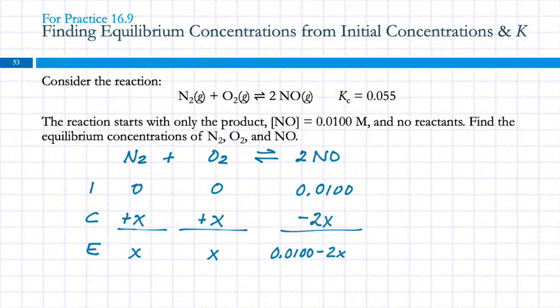Okay. So the question is, why is this negative 2x when this is the product? So yes, normally the reactants would decrease and the products would increase. But I'm starting out with no reactants. They can't decrease. This reaction cannot go to the right because there's nothing here. So it's going to go to the left.